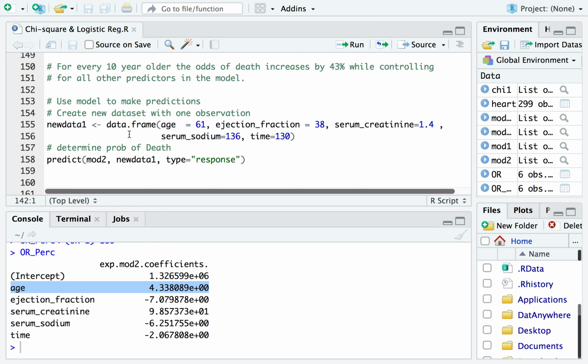And let's also look at this. Now that we have a model we settled on, we might want to fit it on new data.